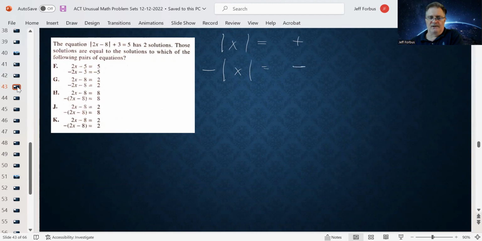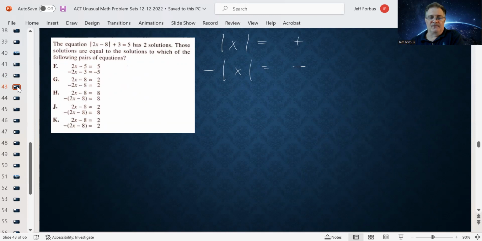So there's the way you force absolute value to be negative. Why is that important to this question? Well, let's read it and you'll see. The equation absolute value 2x minus 8 plus 3 is equal to 5. It has 2 solutions. Well, if it has 2 solutions, it has 1x, right?